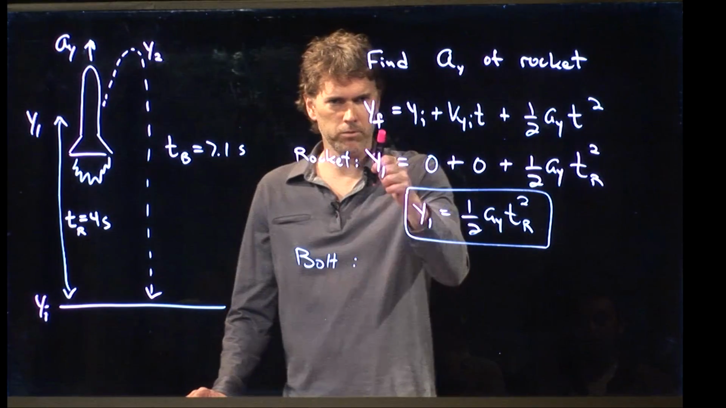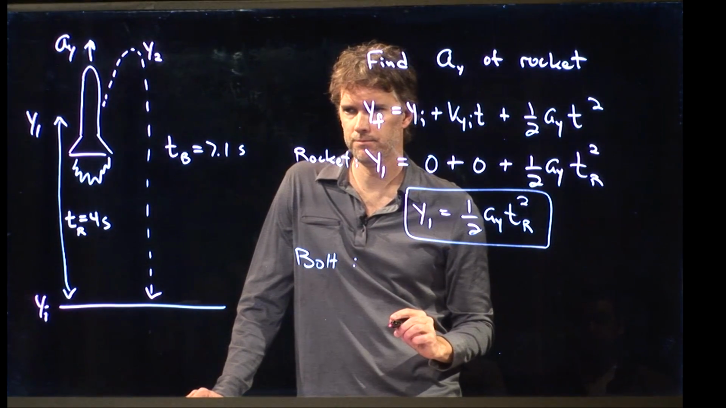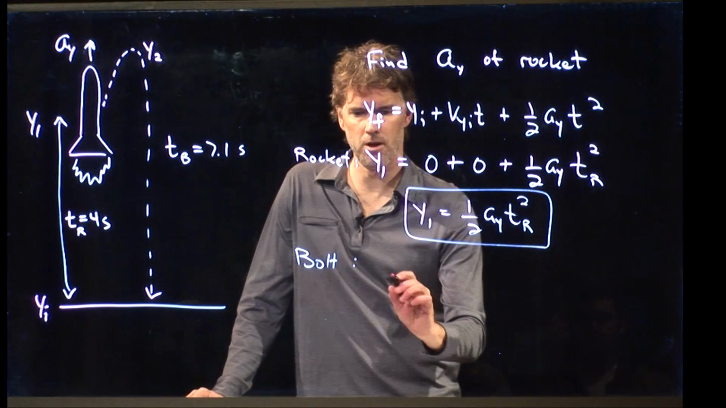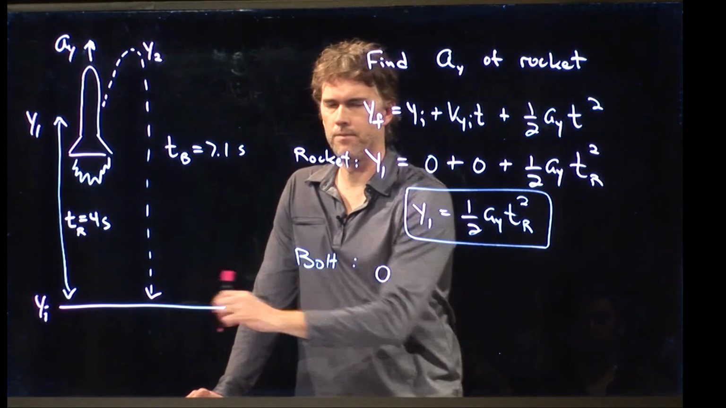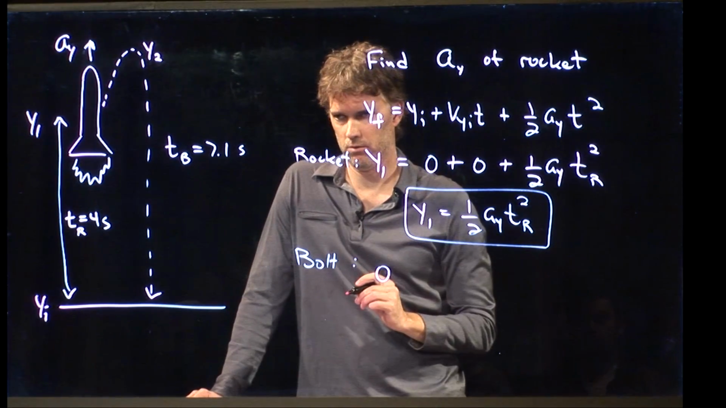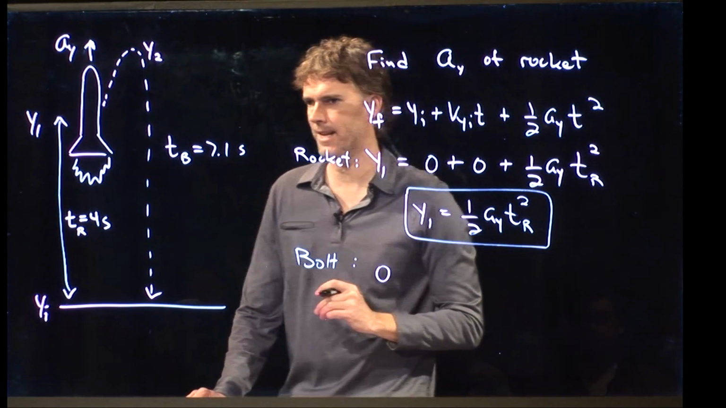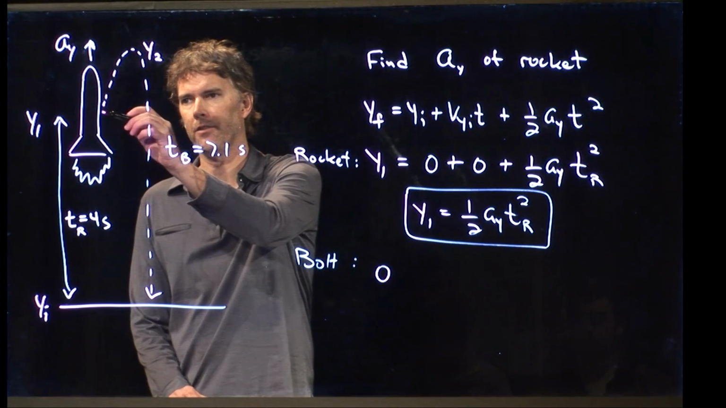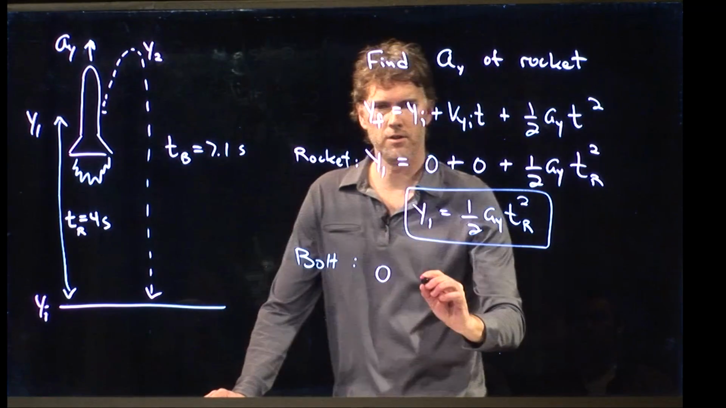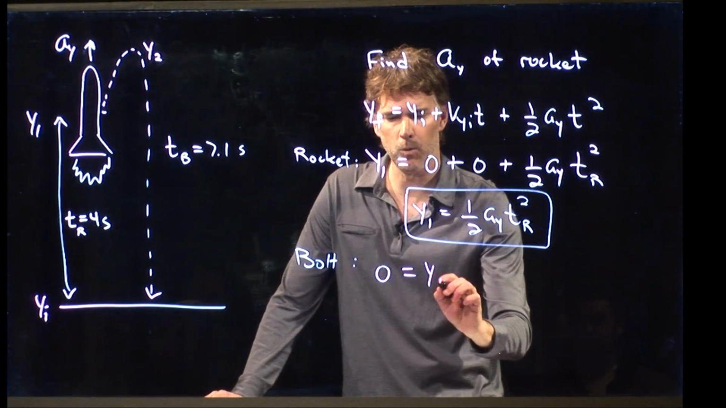If we do that, what is y final for the bolt? 0, right? It ends up on the ground. What is y initial for the bolt? Where does it start its projectile motion? Well, if we start from right there, then it starts at y1.